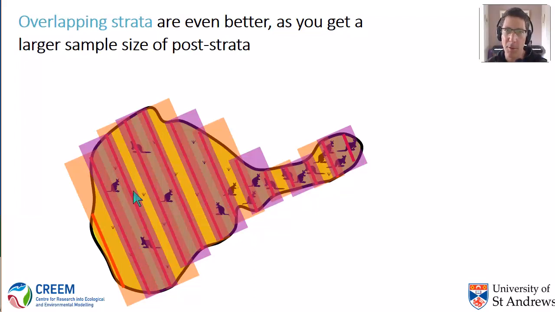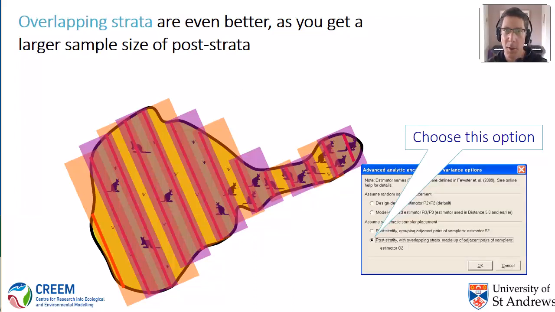I'm using the same lines twice in some cases, in these overlapping cases, except for the beginning and the end. That's still okay because I'm just getting the average variance over all of these. It's just the way you do the averaging is slightly different. But it should produce a better estimate because now I'm averaging over more strata. I should get a more precise average. And so this is almost always a better option to choose. And so instead of choosing post-stratify grouping adjacent pairs of samplers, you choose this one, post-stratify with overlapping strata. And I would recommend always choosing this option rather than the one above.